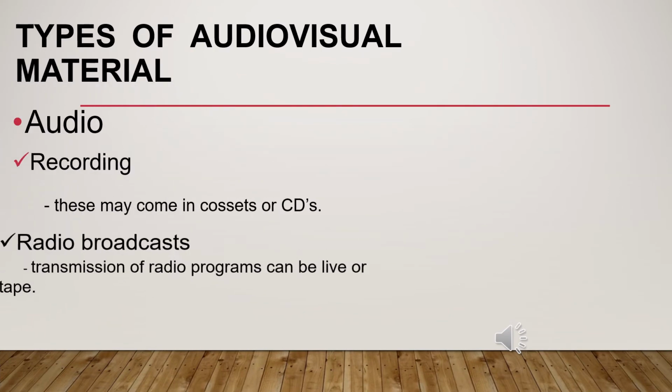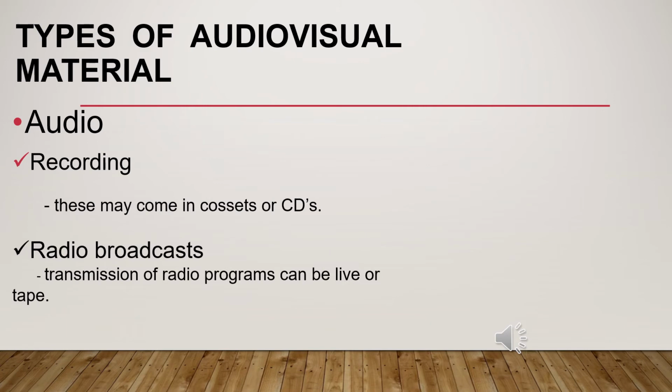Next, the types of audiovisual material. First, the audio. Under the audio, there are the recording and radio broadcast. Recording, these may come in cassettes or CDs. The word recording: if we want to store a sound, we record it. Next, the radio broadcast. It is a transmission of radio programs that can be live or taped, just like what we hear on radios.